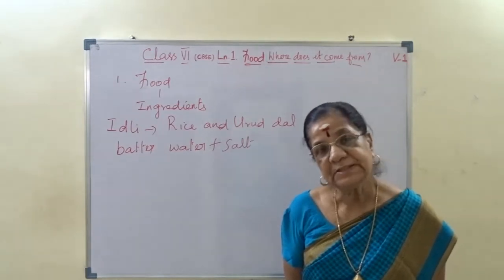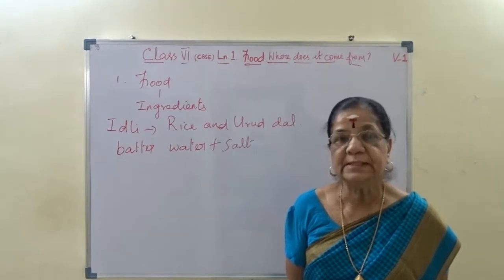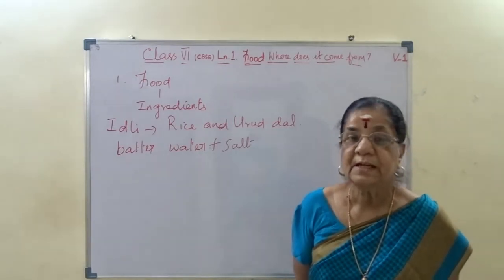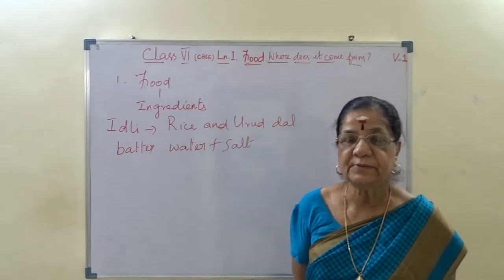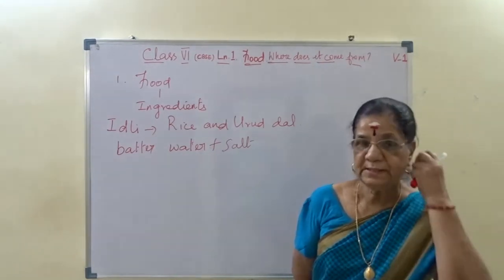Okay. And then for sambar, it has a mixture of ingredients. Ingredients means the content of the food that we are eating.